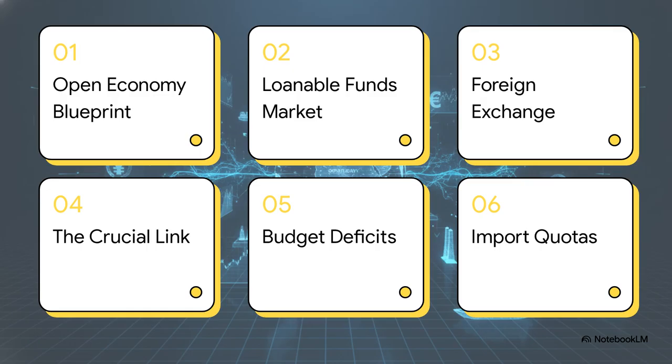Here is our roadmap for today. First, we'll outline the open economy blueprint. Then, we'll dive into the market for loanable funds and the foreign currency exchange. After that, we'll look at the crucial link tying it all together, NCO. And finally, we'll run 2 live simulations, budget deficits and import quotas.